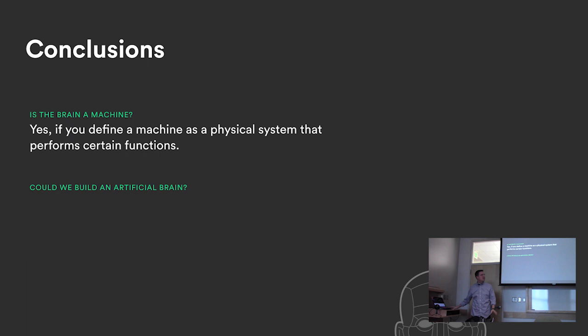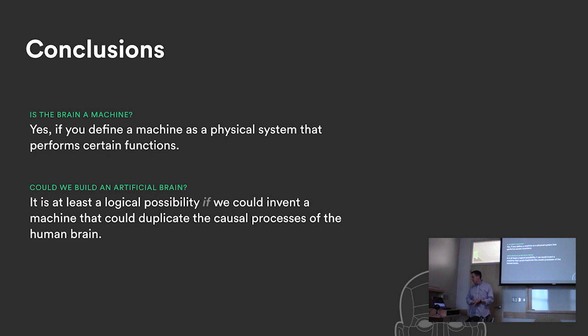Okay, but is the brain a machine? I think yes, or at least under position two. Yes, if you define a machine as a physical system that performs certain functions, then the brain is a machine. Could we build an artificial brain? It's at least a logical possibility, but we couldn't do it with computers as formally defined.